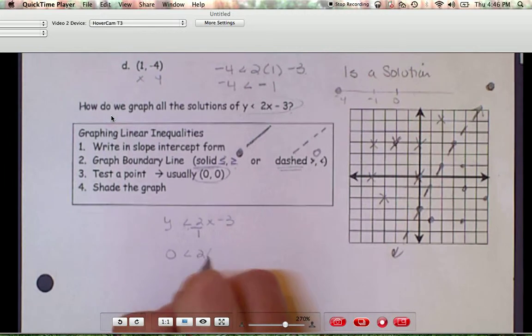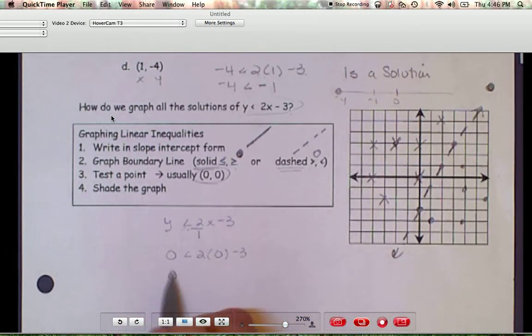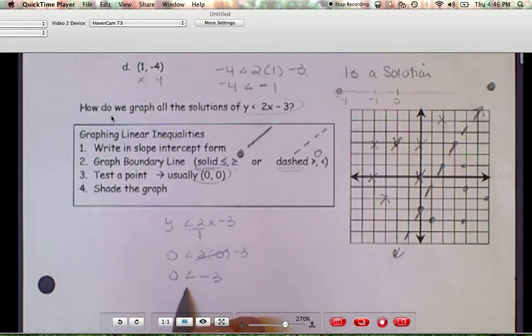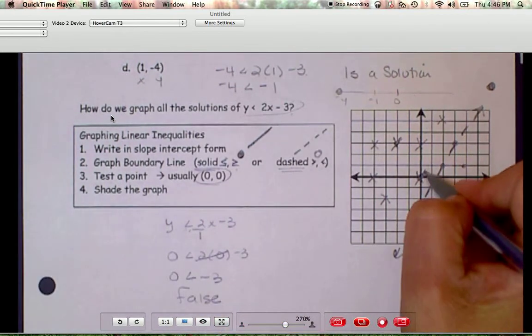0 is less than 2 times 0 minus 3. So we get 0 is less than, this drops out, -3. Decide if that's true or false. 0 is not less than -3, so that's false. And that's why I put an X through it.